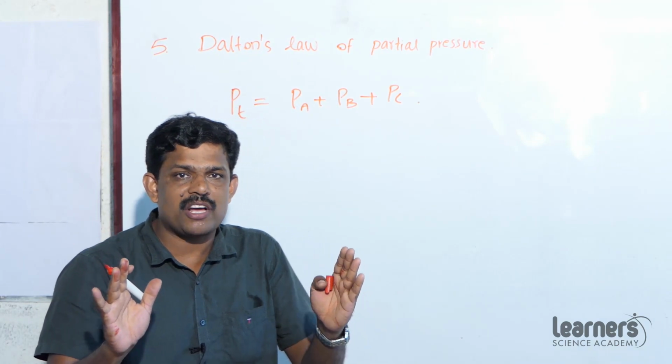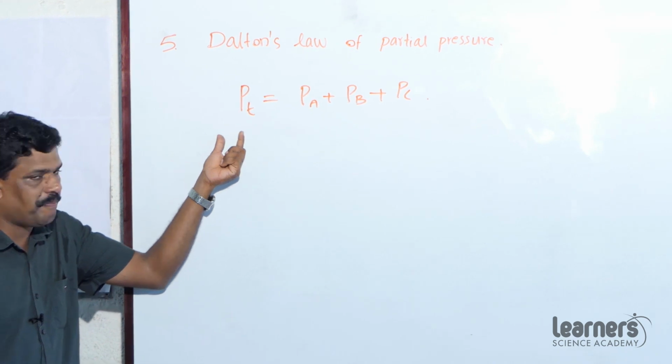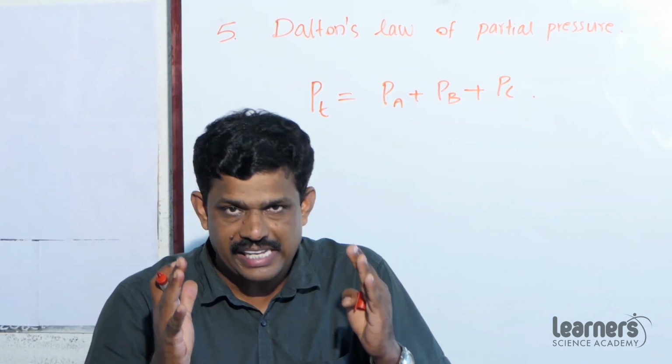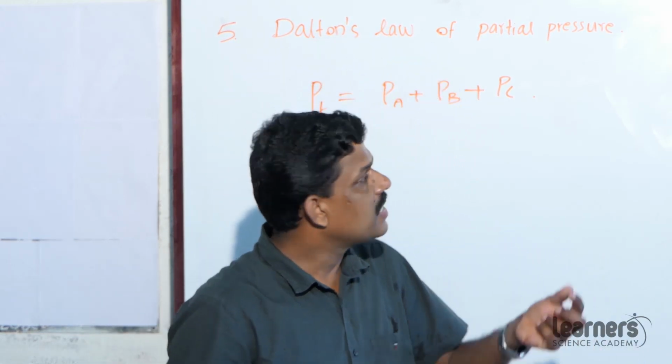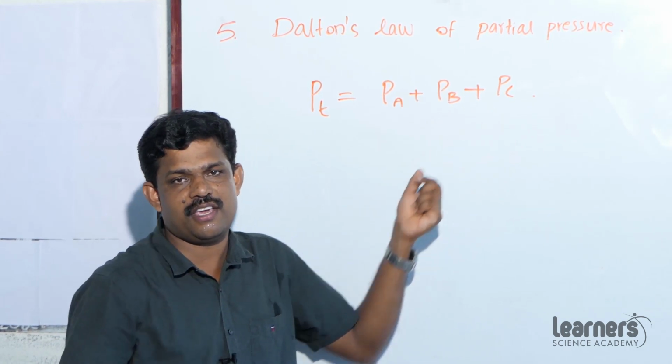Dalton's law of partial pressure states that the total pressure exerted by a mixture of non-reacting gases is equal to the sum of the partial pressures of the individual gases.